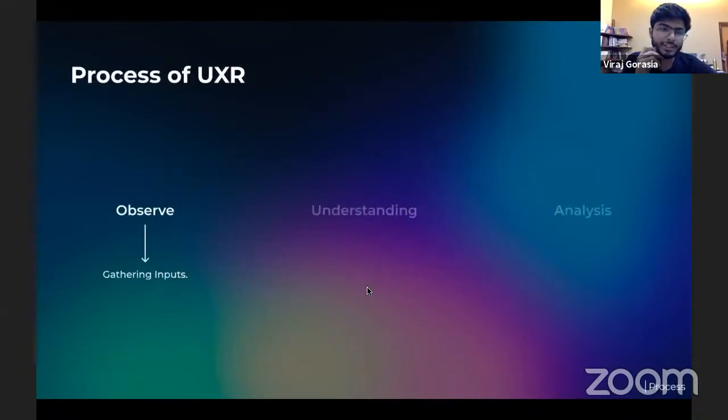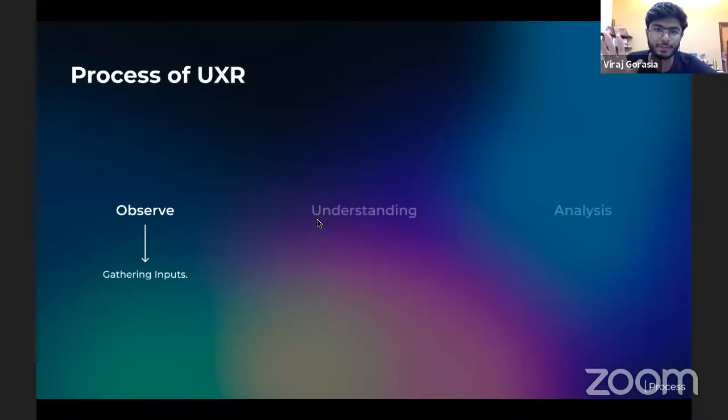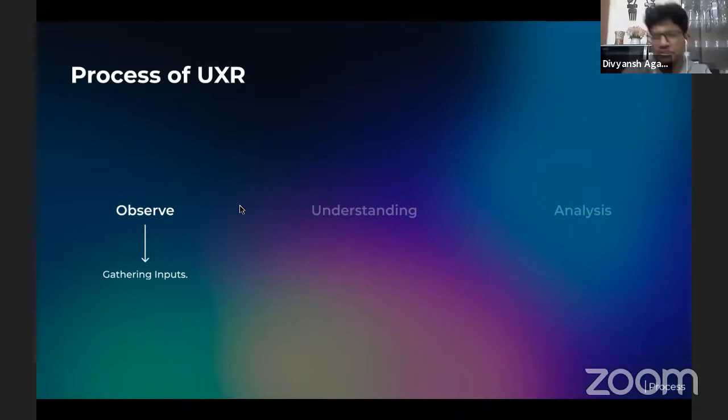Last but not the least, process of UXR. Just want a clarification. Am I audible? Yeah, bro, you're totally audible. Awesome. Should I go slow or anything of that sort, or is it fine? No, you're just going.